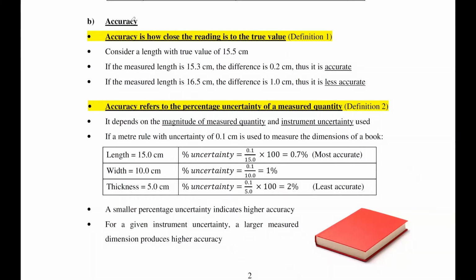Next, we talk about accuracy. Accuracy has two definitions, just like precision. The first definition of accuracy is something you are most familiar with. It talks about how close the reading is to the true value.